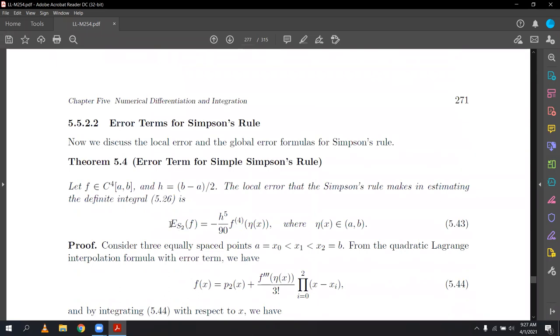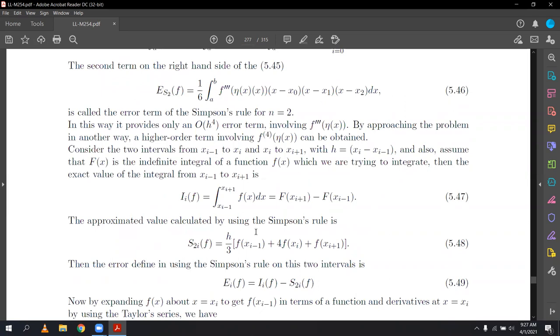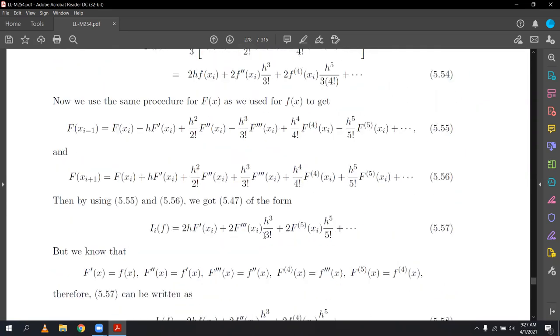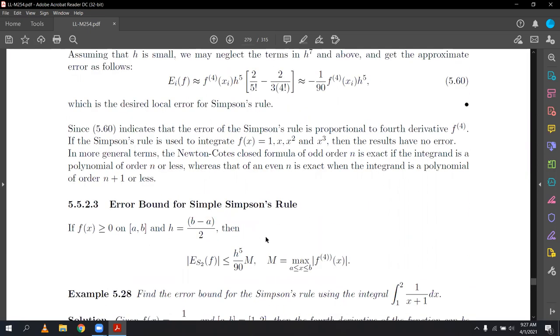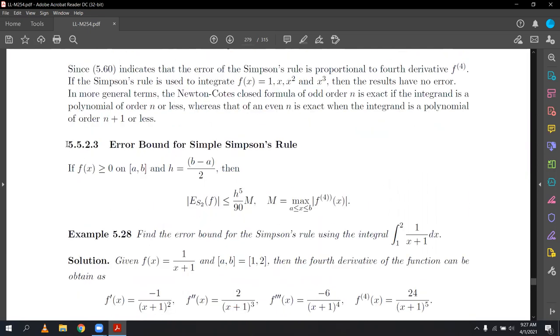This is the error formula I give you. The error term for the simple Simpson rule is minus h power 5 divided by 90 times the fourth derivative of the function at eta. Eta is an unknown point. I give the proof, no need for the proof here, please. And this is the error bound formula for the simple Simpson rule, which is h power 5 divided by 90 times M, where M is the maximum value of the fourth derivative of the function.